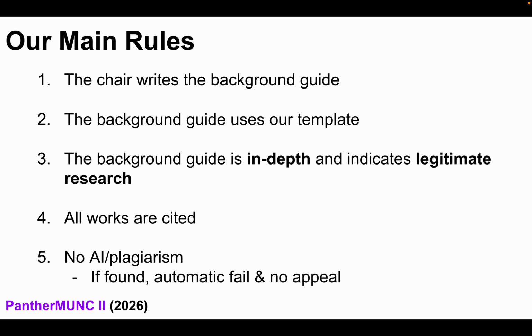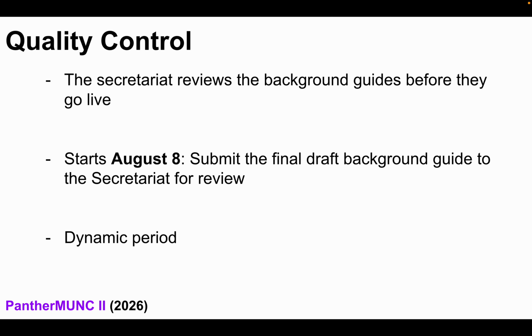And if we're reading this and it definitely feels like AI, we're going to talk with you. And if it's found that you used AI or it's very blatantly plagiarized, the background guide automatically fails and there's no appeal. I'll talk more about what that means. So your background guide will go under a quality control period. On August 8th, you'll submit your background guide.